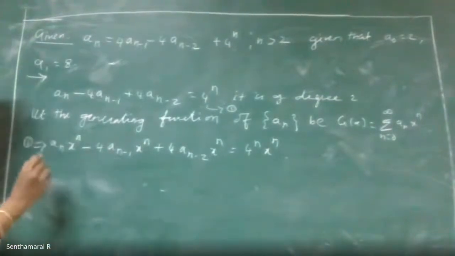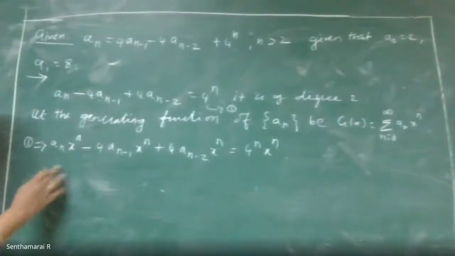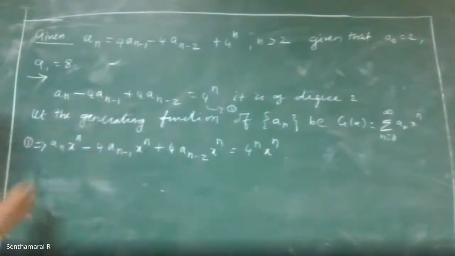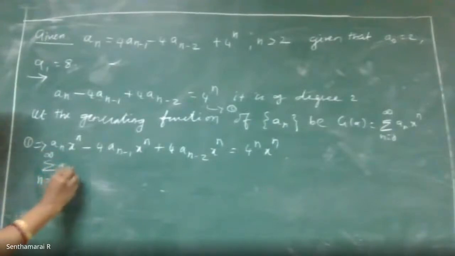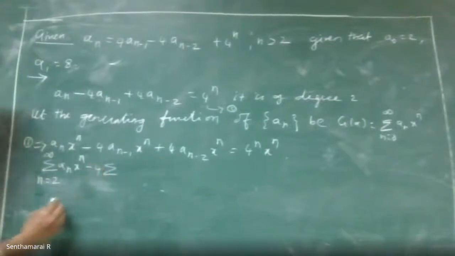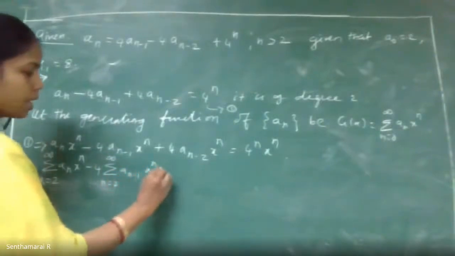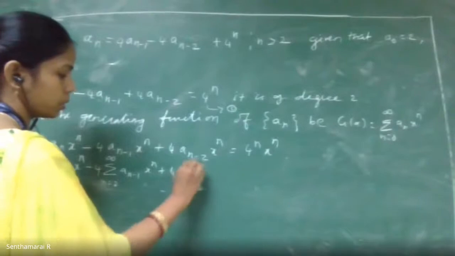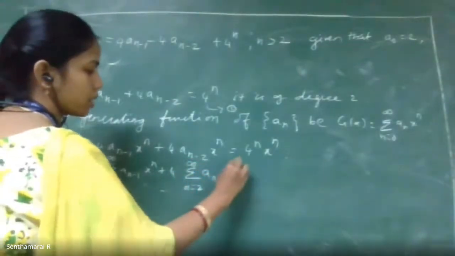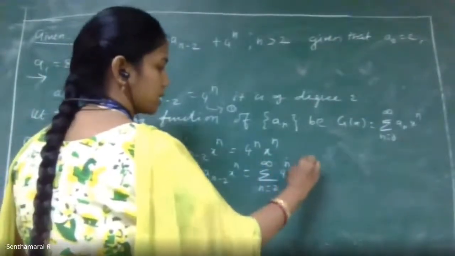Now we can take the summation. When you take the summation, please note down, you have to take the summation starting from the order of the recurrence relation. So we are going to take the summation n equal to 2 to infinity a_n x^n. Uniformly, we have to take the same summation throughout the equation. 4 we can take out: summation n equal to 2 to infinity a_(n-1) x^n plus 4 summation n equal to 2 to infinity a_(n-2) x^n equal to summation over n equal to 2 to infinity 4^n x^n.